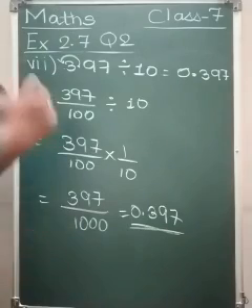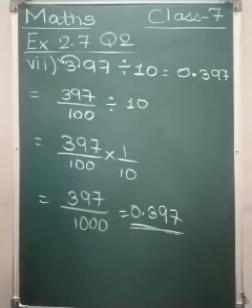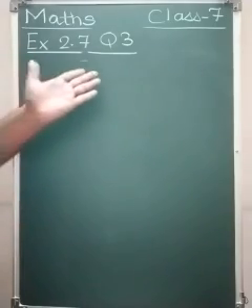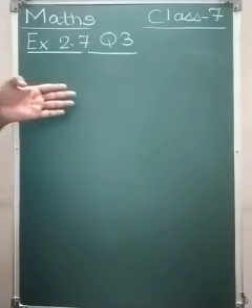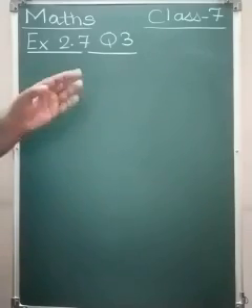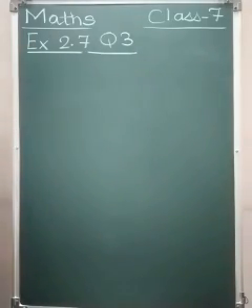Very quickly we will move towards question number 3 now. So we are going to start with question number 3. Question number 2 was division by 10. Now we have question number 3, division by 100. Then question number 4 would be division by 1000. Okay, let us start. First sum.